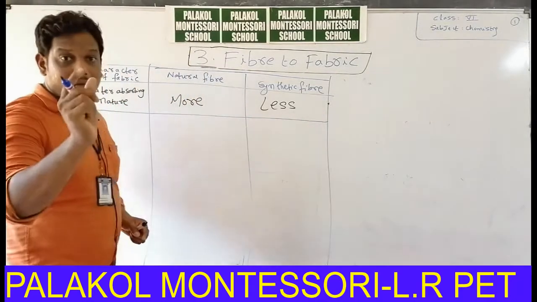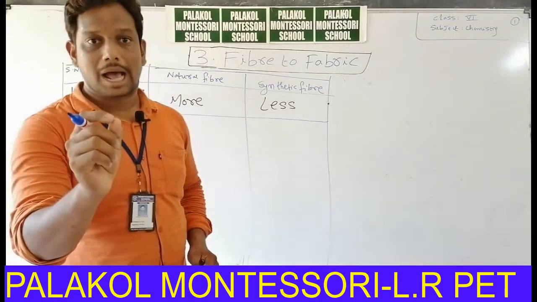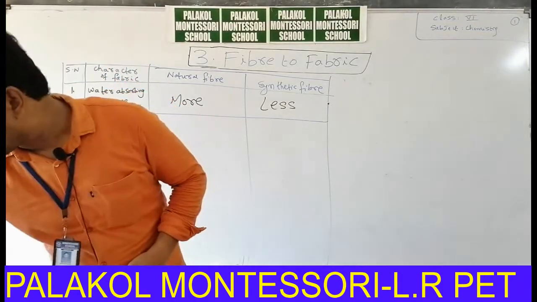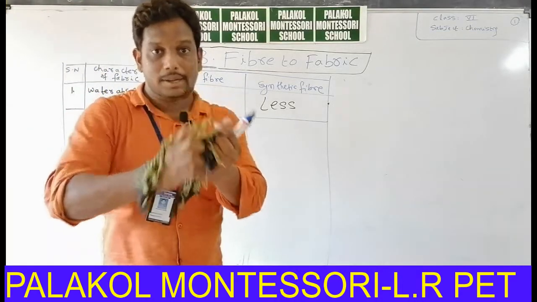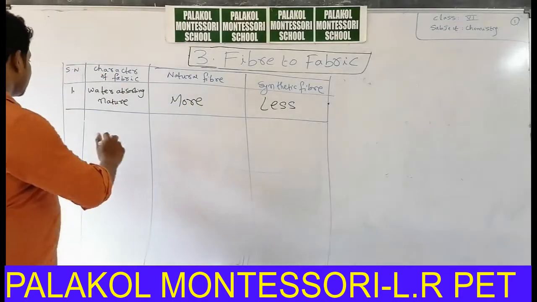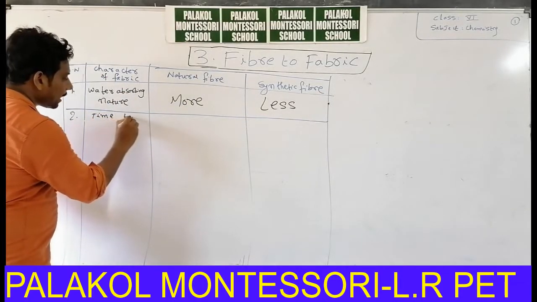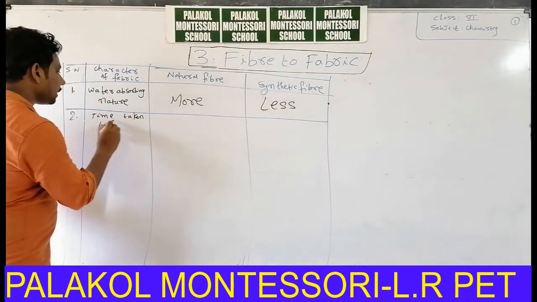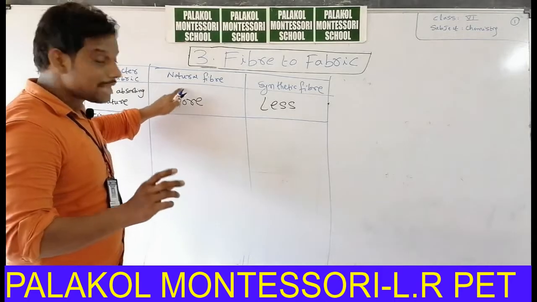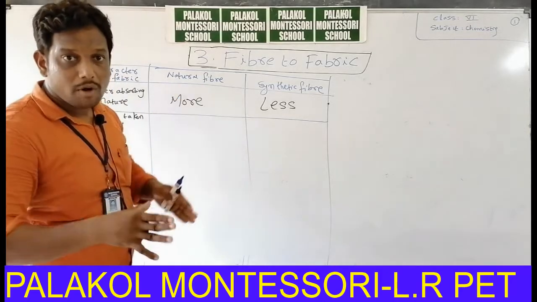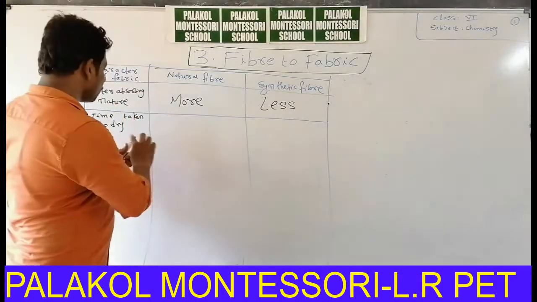Okay, if a cloth absorbs more water, say for example this cloth absorbs more water, it takes more time to dry. So second property, time taken to dry. Natural fibers absorb more amount of water, so they take more time to dry. So the answer is more.